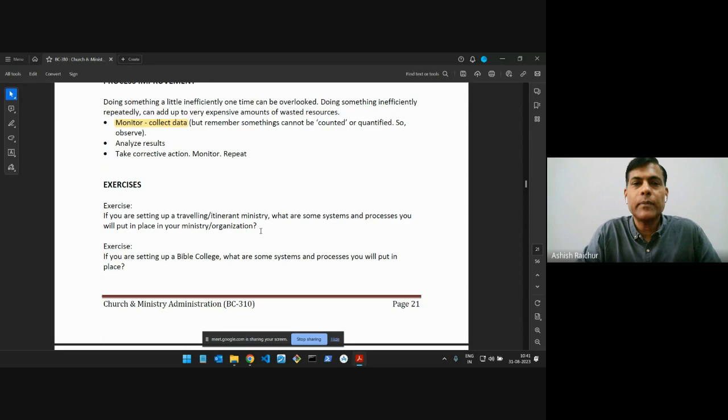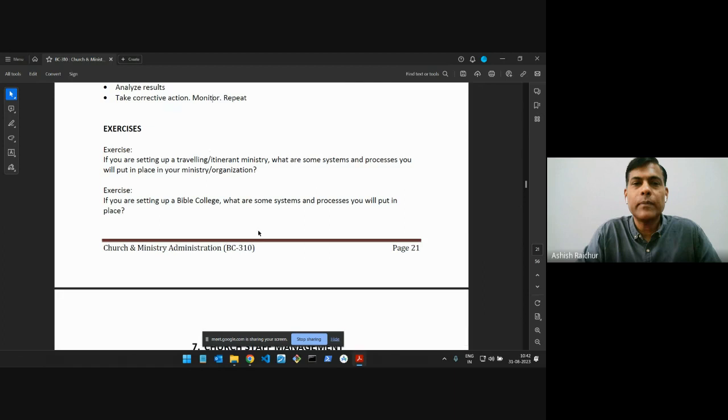So here are just some exercises that you can think about if you want. If you're going to set up a traveling ministry, what systems and processes would you need? If you're setting up a Bible college, what systems and processes would you need? Just some things to think about.